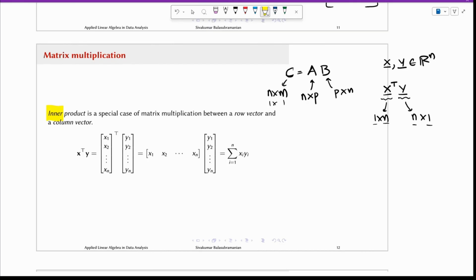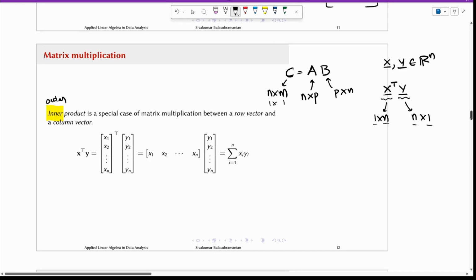Here, we did not just call this the product of two vectors. We called it the inner product. That means there is probably an outer product, which there is. We will see it a little later.